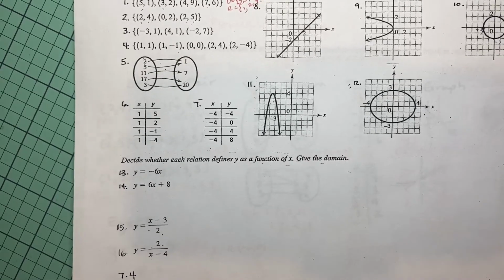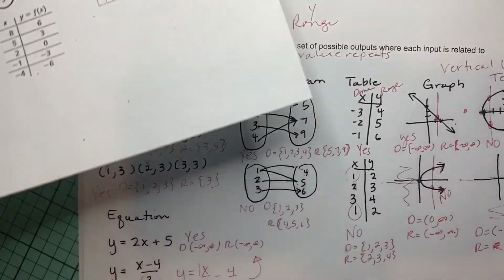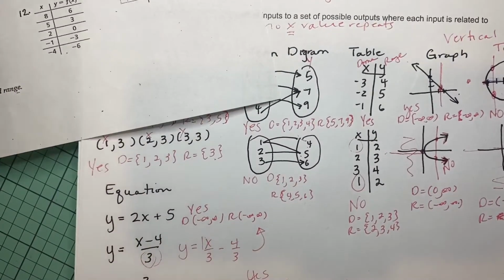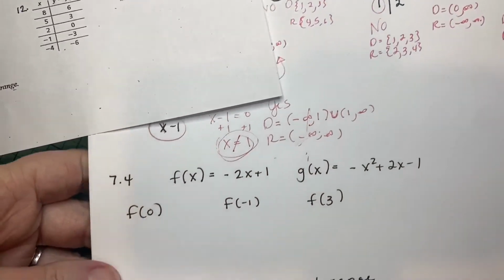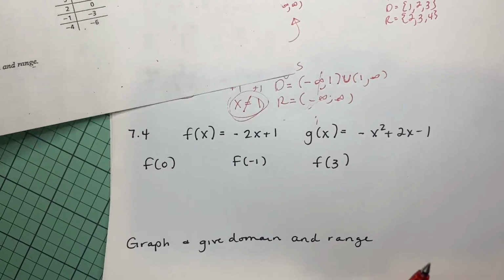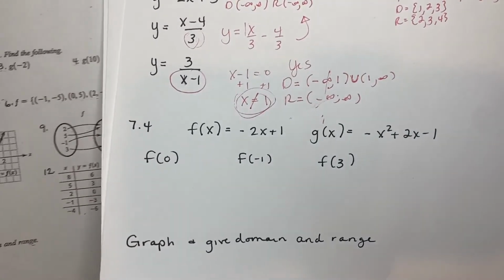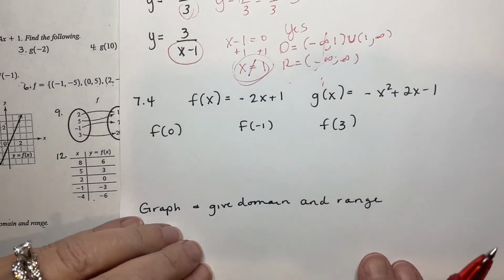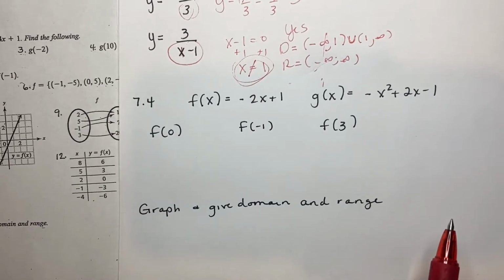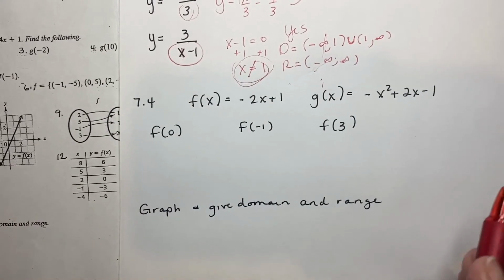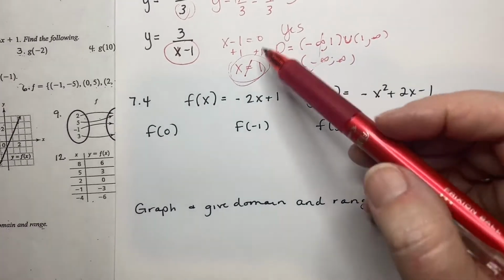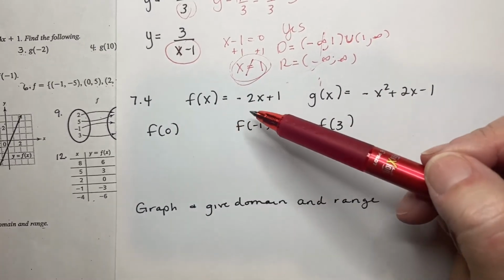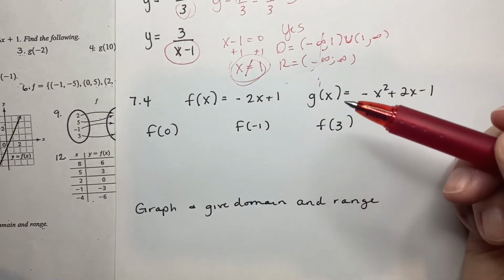Okay, now let's look at 7.4. I'll have the answers to the practice problems on the website so you can download it. Okay, so now if we know it's a function, then that means whatever your x is, you're only going to have one thing come out for y.